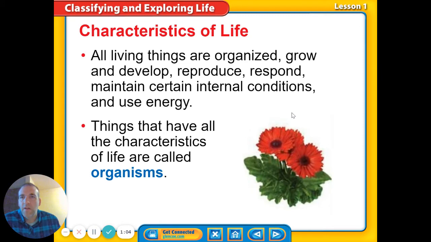So first of all, living things are organized. They have to grow and develop, reproduce, respond to their environment. They have to maintain certain internal conditions, and they have to use energy. That's just the listing of the 6 characteristics of living things in one sentence. Anything that has all of these characteristics is called an organism. Another definition for an organism is a living thing. So anything that has all the characteristics of living things, that's called an organism.